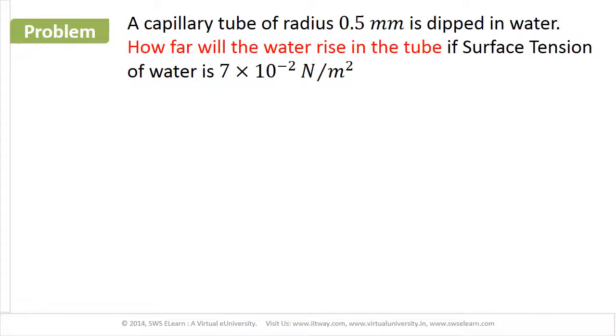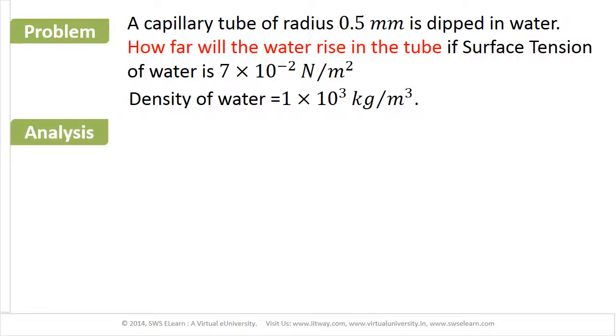A problem. A capillary tube of radius 0.5 mm is dipped in water. How far will the water rise in the tube? The surface tension of water is 7 × 10^-2 Newton per meter. The density of water is given as 1 × 10^3 kg per meter cube.